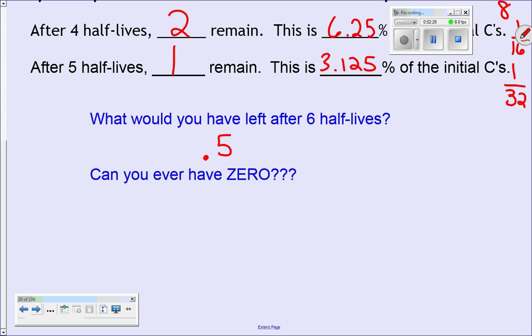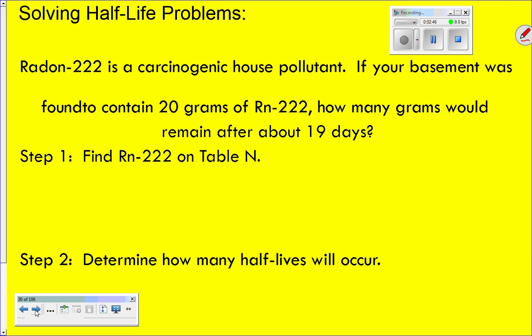These numbers are so large that it's nearly impossible to really ever get to the point where you have fractions of atoms left. And no, it is not possible to reach 0. As you learned about exponential decay in math, you have this nice curve going down, but it does not ever actually reach 0. Typical half-life problem you might have to solve, we are going to need reference table N to look up our values for our half-lives.